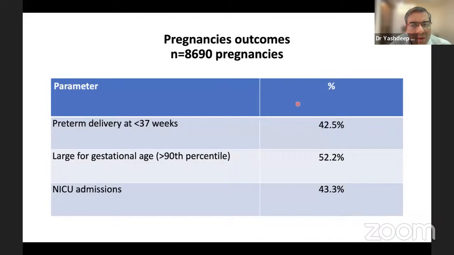This is another subset of complications apart from congenital malformations and perinatal deaths. Preterm delivery, less than 37 weeks, is markedly high, 42.5%, as seen in this population. Then LGA babies, 52.2%, and NICU admissions: nearly 4 out of 10 neonates born to mothers with type 1 diabetes require NICU admission. So a great amount of resources is utilized to tackle the complications of type 1 diabetes, both for the mother and for the baby.